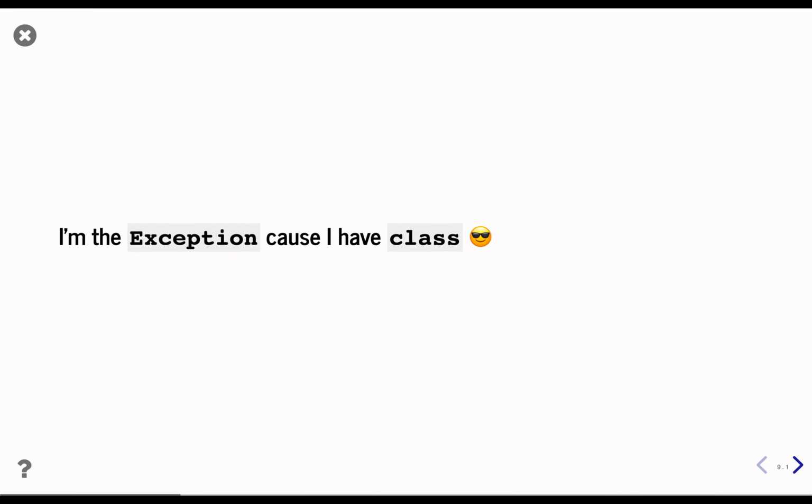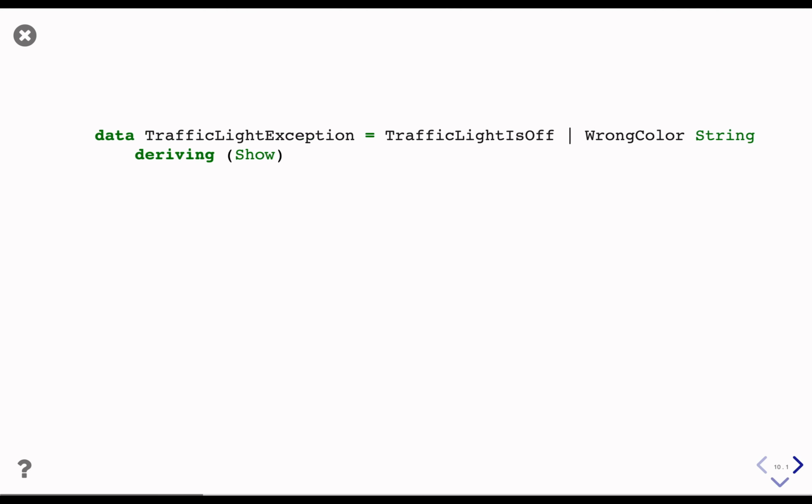To create our own exception, we just need to create a good old data type and make it an instance of the Exception type class. So let's create a data type that represents the possible failures. We will call the type TrafficLightException, and the possible constructors are TrafficLightIsOff and WrongColor. WrongColor takes a String so we can show in the exception what was the value we couldn't parse.